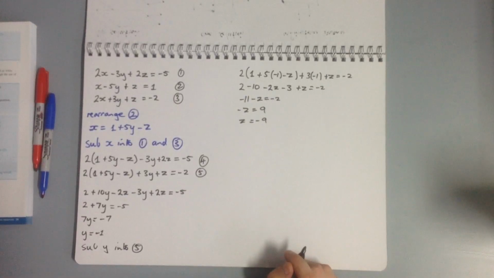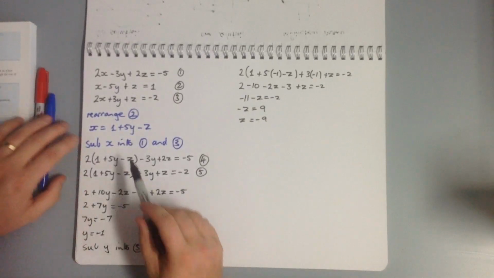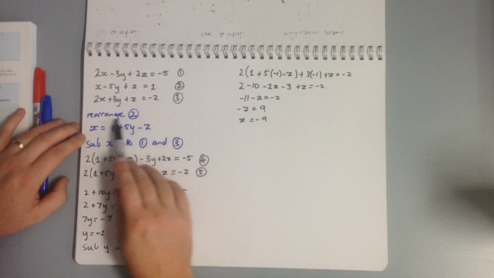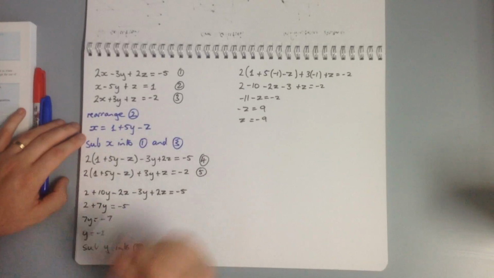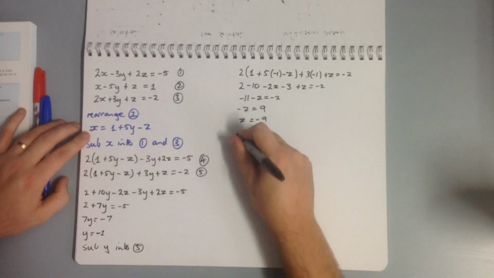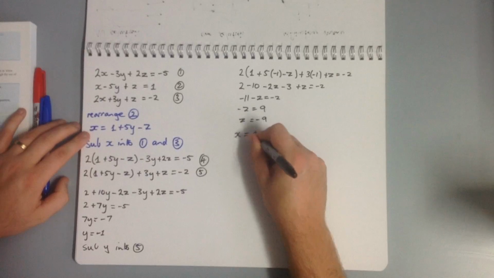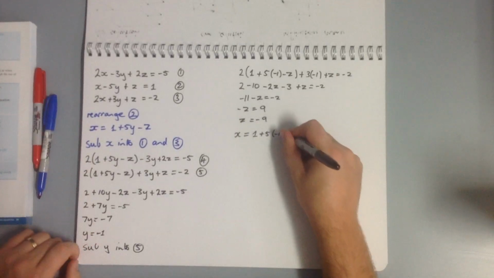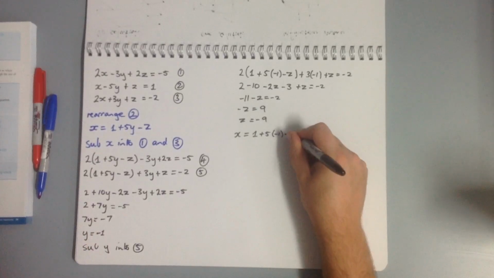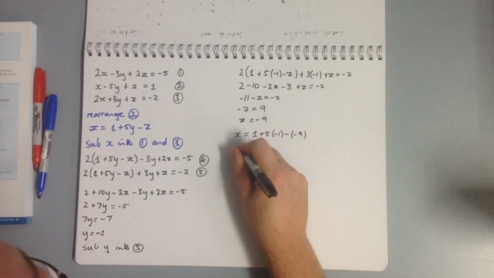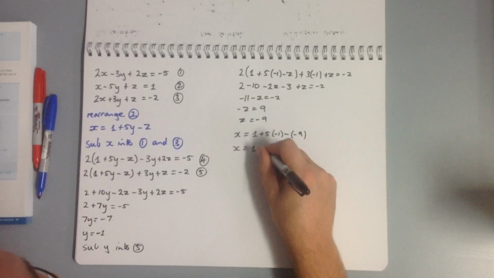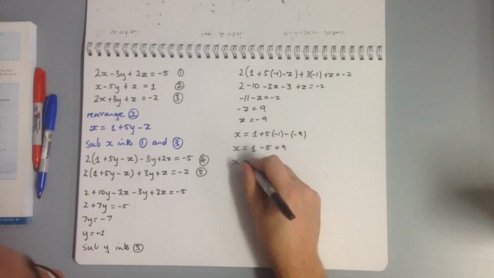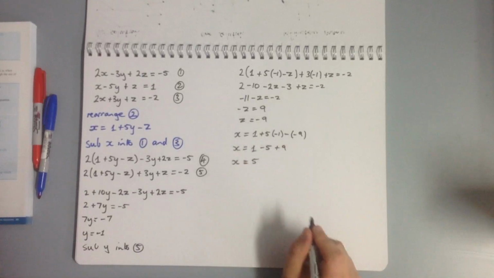Okay, we're not done, but we almost are, because all we need to do now is sub in our z value and our y value into this equation here, and we'll get our x value. So that means that we've got x equals 1 plus 5 times negative 1, take away our negative 9, so x equals 1 take 5 plus 9, so x is going to equal 5.